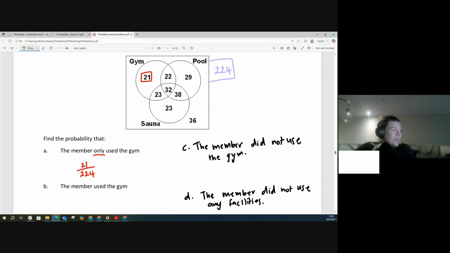Okay. Find the probability that the member used the gym. So that's everyone who used the gym. So that's going to be 21 plus, that's this one, plus 22, plus 32, plus 23, which gives us 98 out of 224.